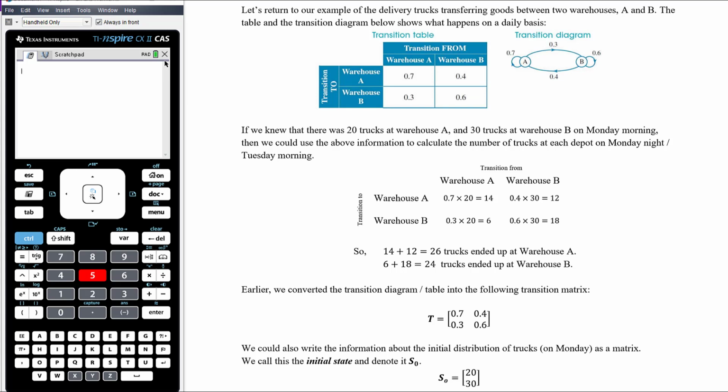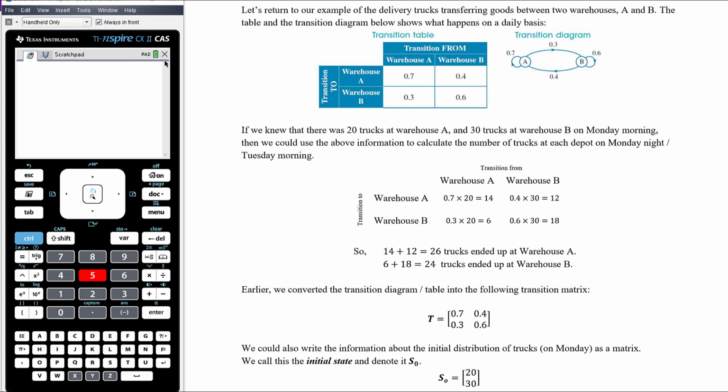So, as I said, if we know that there are 20 trucks at warehouse A, and we know that 70% of the trucks at warehouse A end up at warehouse A, then we do 70% times 20, which gives us 14. We know that 14 of those 20 trucks will end up at warehouse A at the end of Monday, and the remaining 30%, which is 6 trucks, will move from warehouse A to warehouse B. If there were 30 trucks at warehouse B on Monday morning, then 60% of those trucks stay at warehouse B, so 0.6 times 30 is 18 trucks, and the remaining 40%, which is 12 trucks, go from warehouse B to warehouse A.